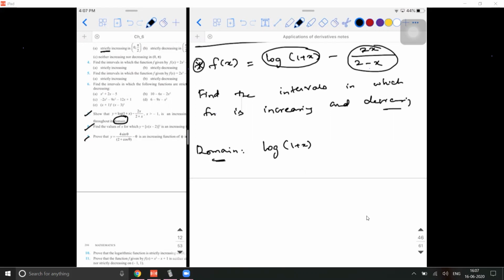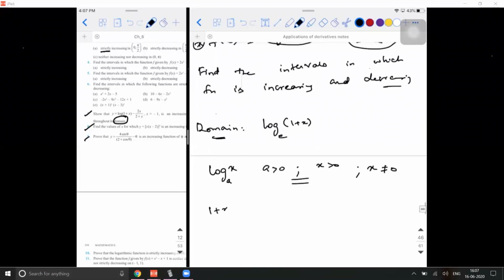Okay. So log of 1 plus x. By default, if they give you log in mathematics, it is with base e. So it is understood. Generally, as I told you, if you have log x base a, then a should be greater than 0 and x should also be greater than 0, and a should not be equal to 1. So 1 plus x should be greater than 0, which means x should be greater than minus 1. So minus 1 to infinity is one of the values.